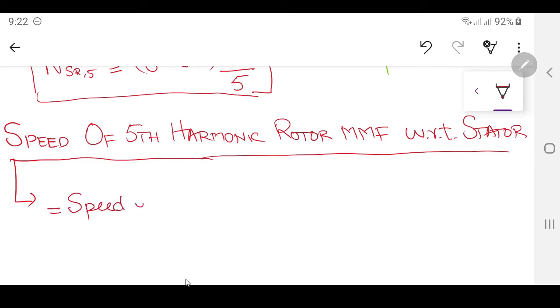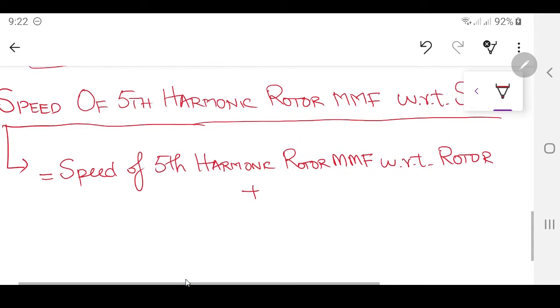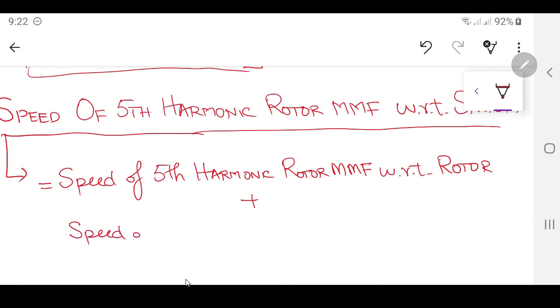So I will just write it down again over here for those who still can't understand. So this is speed of the fifth harmonic rotor MMF with respect to rotor plus, now this is going to be the speed of the rotor, physically speed, with respect to stator. I hope you are getting this. So when we want to find out the speed of the fifth harmonic with respect to stator, or with respect to us, because we are going to be stationary, standing beside the machine, so we need to add.